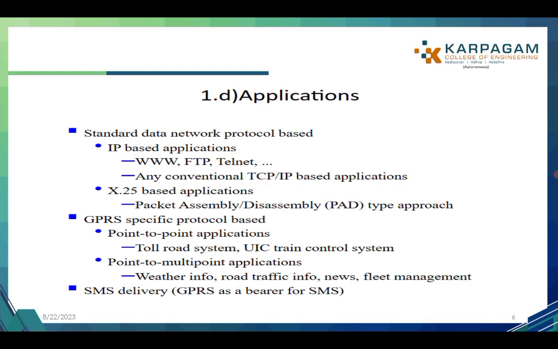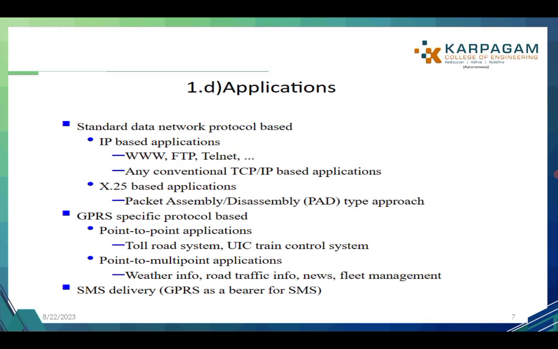GPRS specific protocols based, or point to point applications: toll road systems, train control systems. Point to multi-point applications are weather information, road traffic information, news, and fleet management. Finally, SMS delivery, or GPRS as a bearer for the SMS. So with standard data network protocol based IP and X.25 based applications, we are using WWW, FTP, Telnet, and packet assembly and disassembly PAD type approaches.